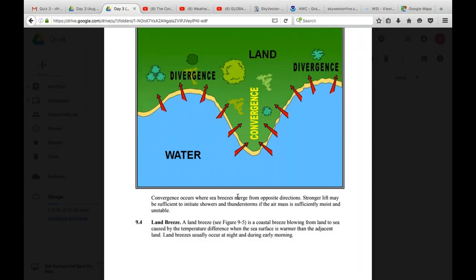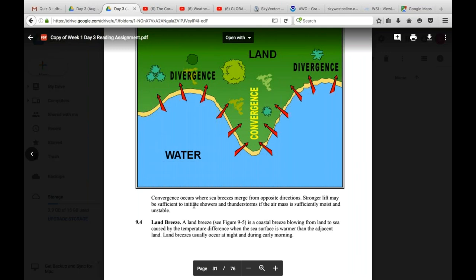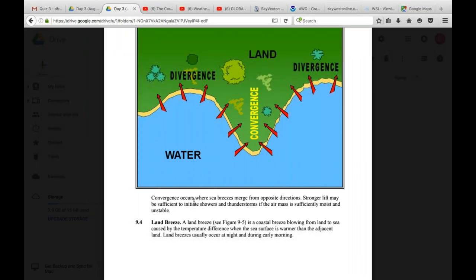Convergence occurs where sea breezes merge from opposite directions. Stronger lift may be sufficient to initiate showers and thunderstorms if the air mass is sufficiently moist and unstable.